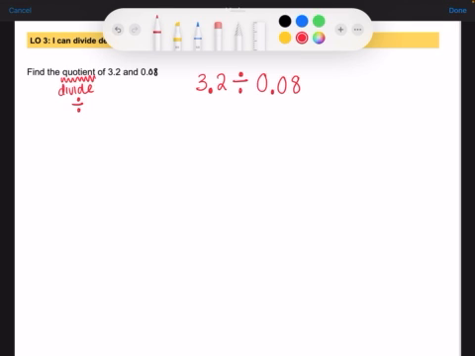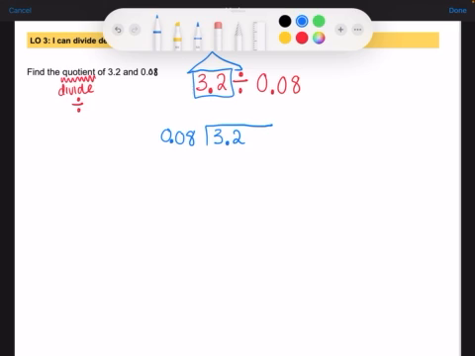0.08. Make sure you have it written like this, where 3.2 comes first. Now I'm going to set it up inside of our house using our house method. So I know that 3.2 goes inside my house, that's my dividend, and 0.08 goes outside of my house, that's my divisor. So I always set it up with this one inside the house and that one outside the house.